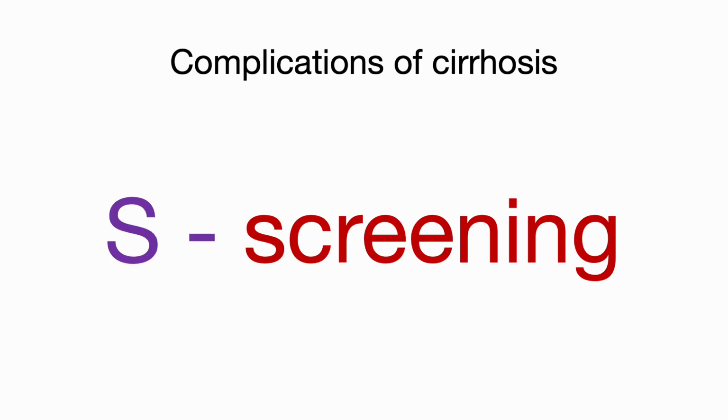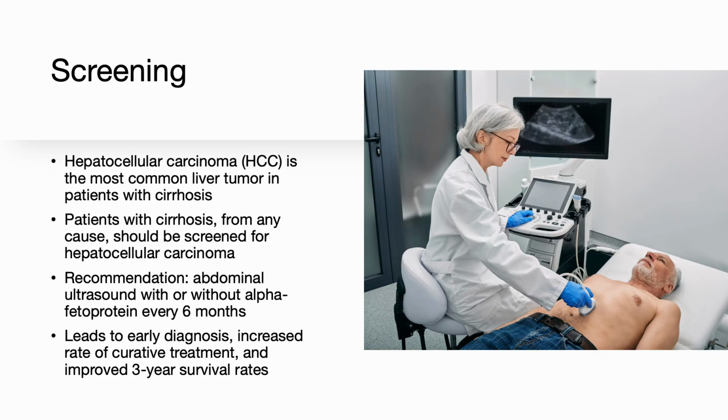S is for screening. Hepatocellular carcinoma is the most common liver tumor in patients with cirrhosis. Patients with cirrhosis from any cause should be screened for HCC. The recommendation is to order abdominal ultrasound with or without alpha fetoprotein every 6 months. This approach leads to early diagnosis, increased rate of curative treatment, and improved 3-year survival rates.